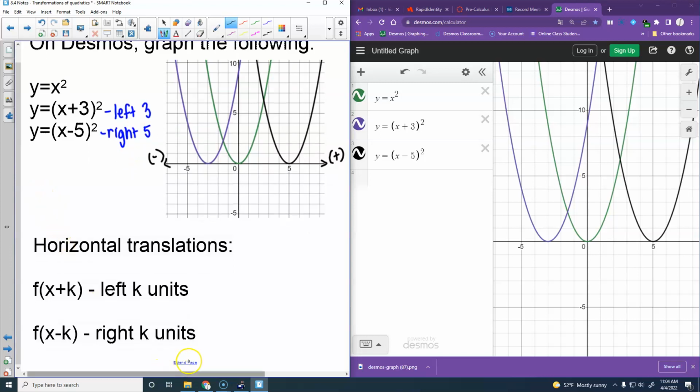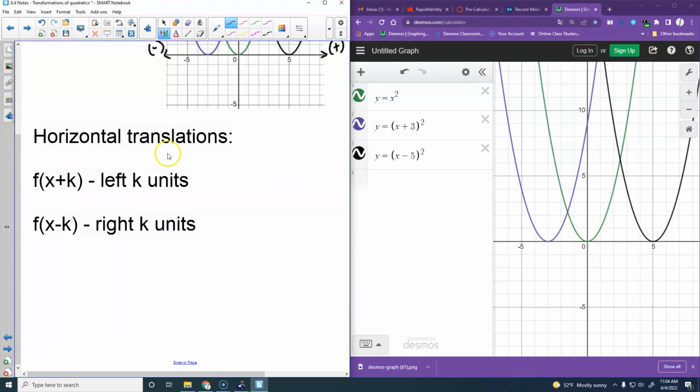So if we look at these here, they're called horizontal translations. If I'm adding the k inside of the parentheses, k is just our number here, then I will go to the left k units. So notice there that positive and left, they're opposites, right? The left is our negative direction. So you're going in the opposite direction of whatever sign you have there. Here, if I have a minus, I go to the right. And this is all assuming that k is a positive number there.